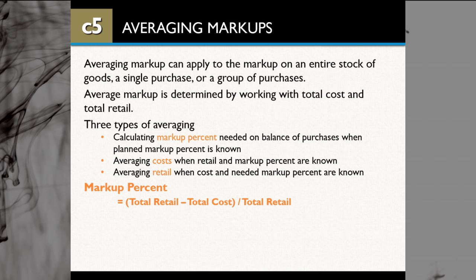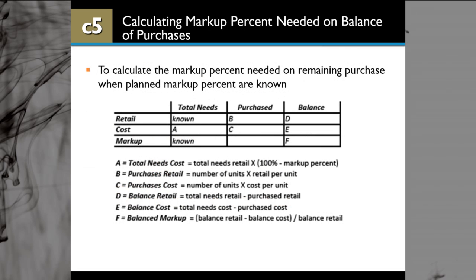And once again, here is the formula for markup percent. At this point, you have to get the total. For the markup dollar, the top part, total retail minus total cost is going to be total dollar markup, divided by total retail. This is the first one: calculating markup percent needed on balance of purchases.